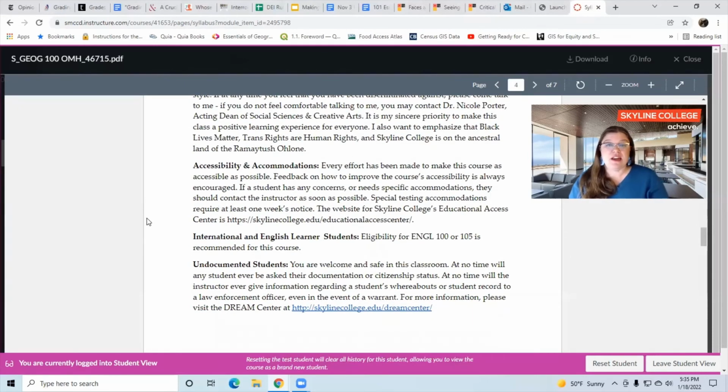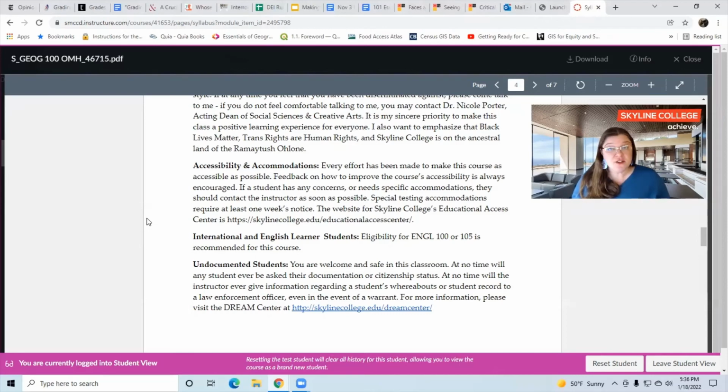Okay, accessibility and accommodations. If you need help with testing anxiety, if you need additional time on exams, if you need a Braille map, and actually I have had other schools make Braille maps for me, or one of those pens that does transcriptions for you, the Educational Access Center is awesome, and they can set you up for all those cool things.